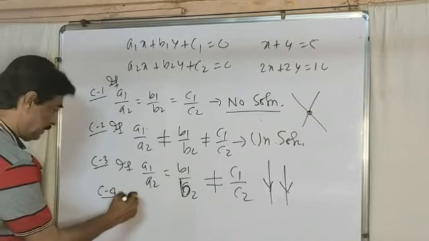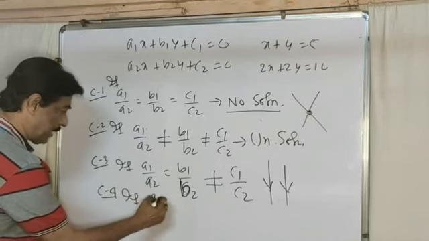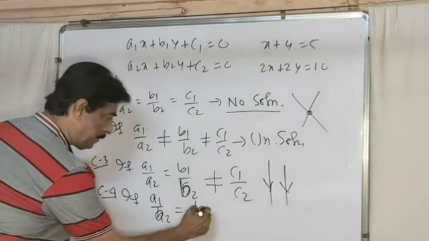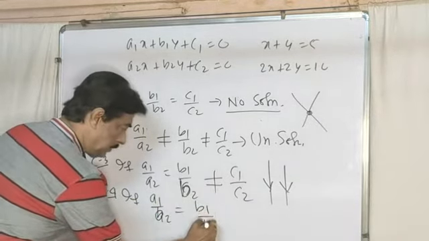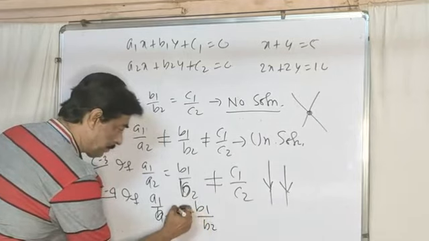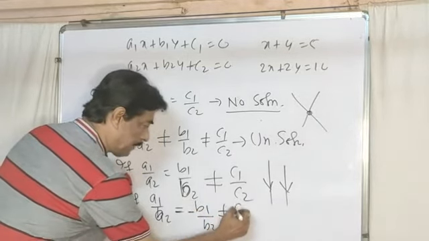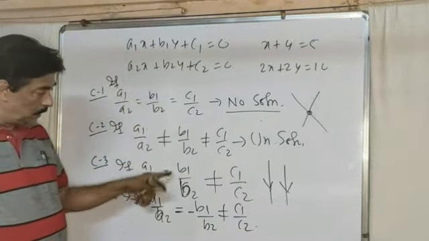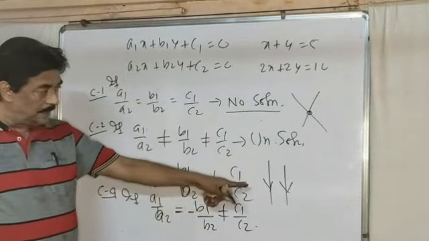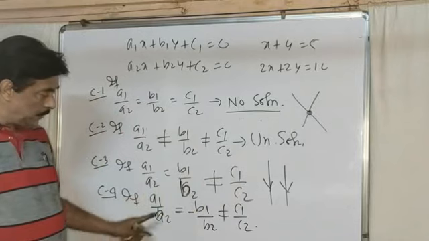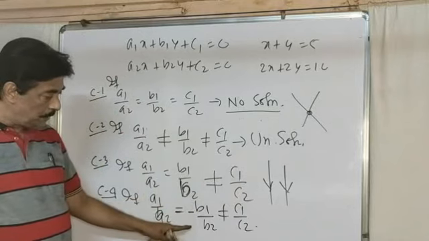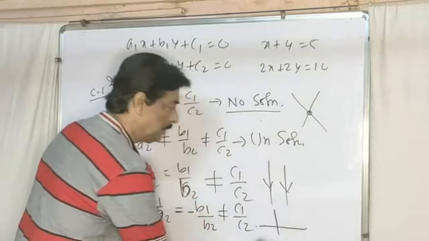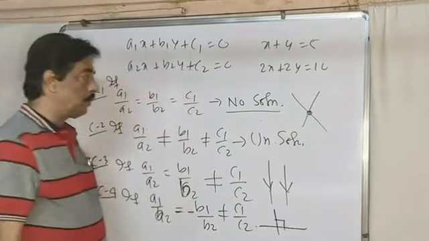If a1 by a2 equal to b1 by b2 with the same sign but not equal to c1 by c2, the lines are parallel. If a1 by a2 equal to minus of b1 by b2 not equal to c1 by c2, the lines are perpendicular to each other. Most important four conditions.